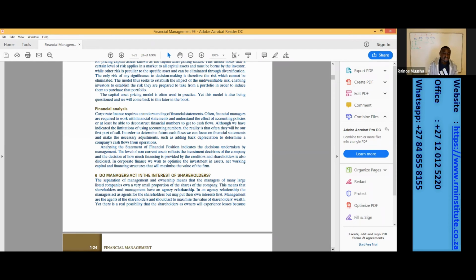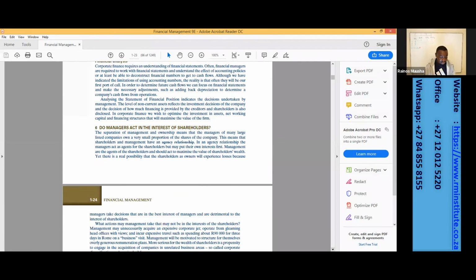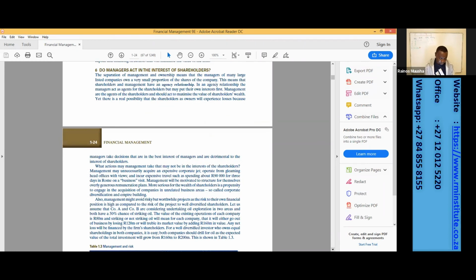Then we also look at financial analysis, and here they say corporate finance requires an understanding of financial statements. So remember what I said: as a financial manager, yes, you need to know exactly how the financial statements are prepared, but your main aim is to be able to what? To analyze the financial statements so that you're able to make investment and financing decisions. So that's basically where the financial analysis part comes in when it comes to corporate finance as well.